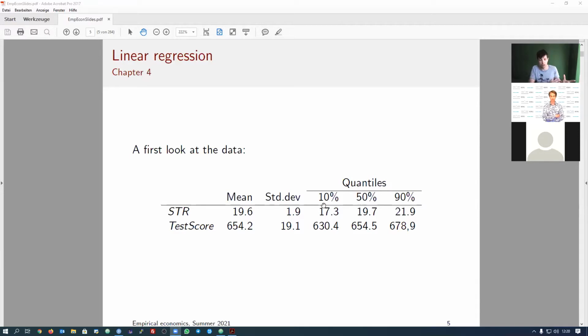Sometimes we go down as much as 16.5 or 17, but sometimes we have districts with slightly larger classes. On the other hand, test score has an average of 654 and a standard deviation of roughly 20. The 10% quantile is at 630 and the 90% quantile is at roughly 680. So there is a bit more variation in the test score, as you can see here.